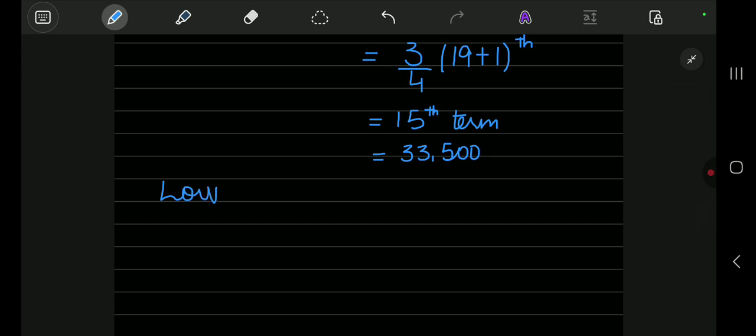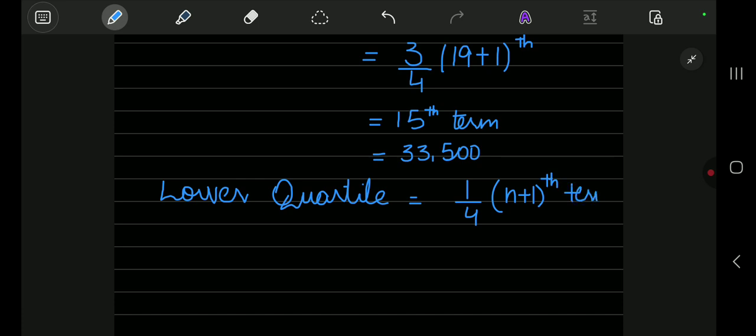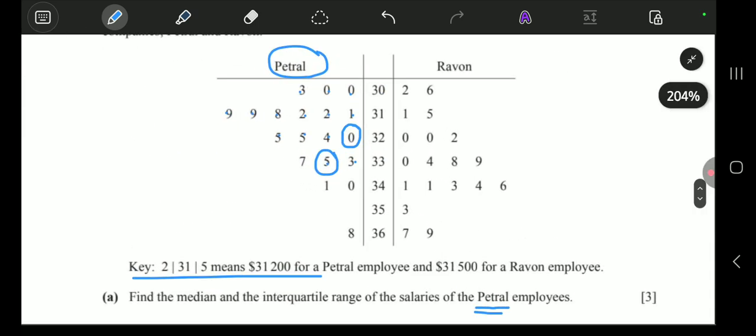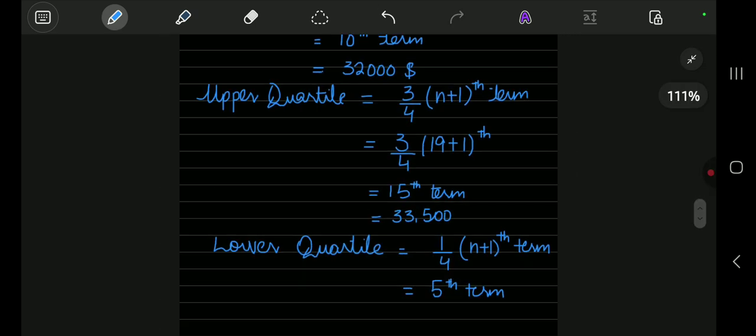The lower quartile formula is 1 over 4 of the data. So that formula is 1 over 4 times the (n plus 1)th term. That will give you 19 plus 1, 20, and 20 divided by 4 is the 5th term. Okay, so what is the 5th term? 1 2 3 4 5. So yeah, 31,200.